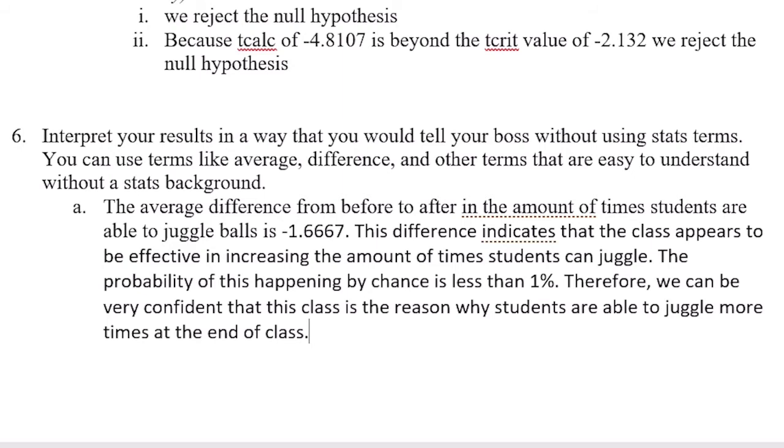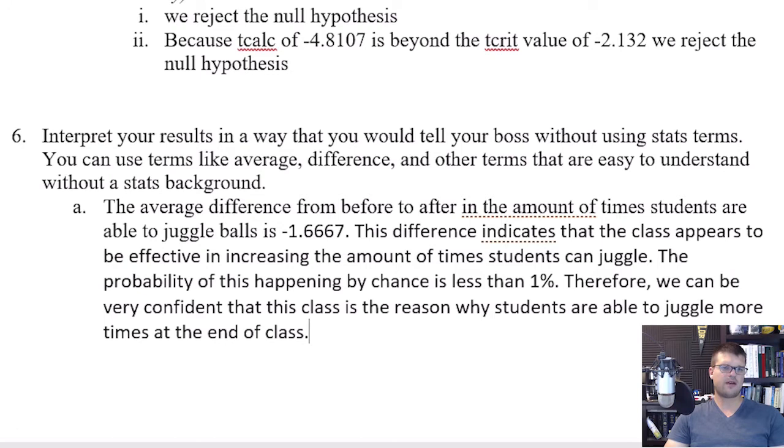And so what we would tell our boss is the average difference from before to after in the amount of time students are able to juggle balls is -1.6667. This difference indicates that the class appears to be effective in increasing the amount of time students can juggle. The probability of this happening by chance is less than 1%. I could put 0.2%, but it's just a lot easier to understand.